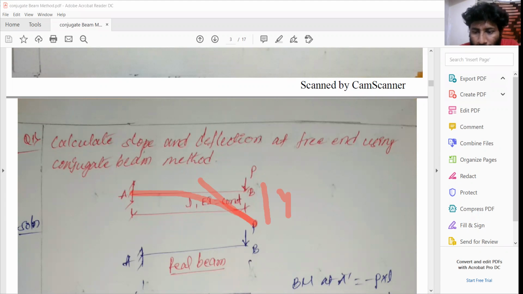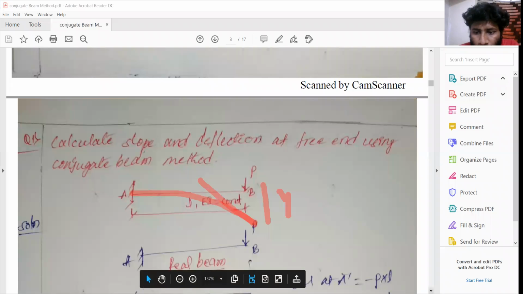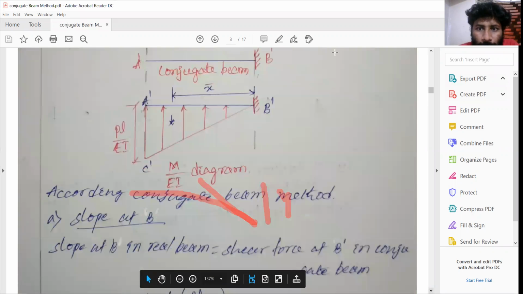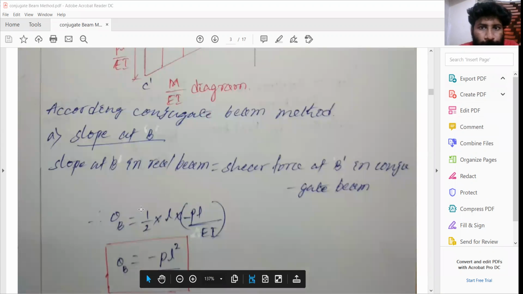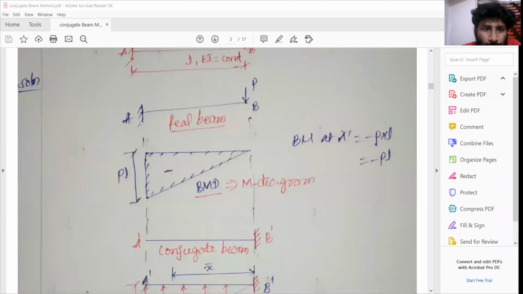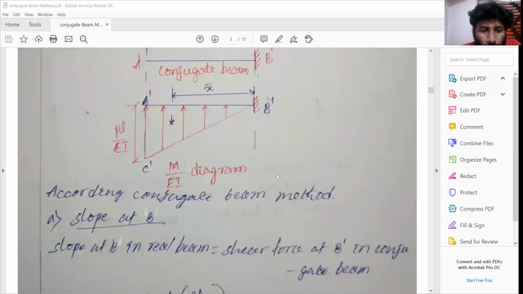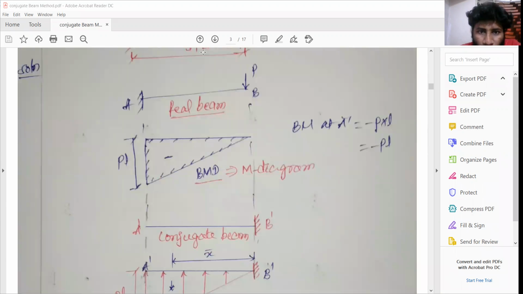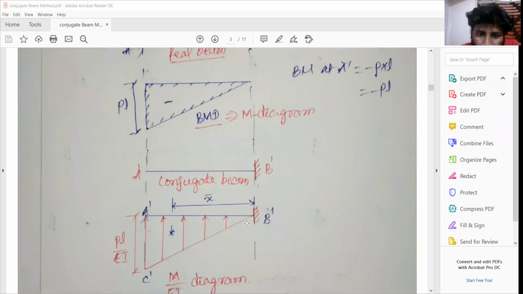So we know that conjugate theorem 1 says that the slope at B in the real beam is equal to the shear force at B in the conjugate beam. So I said that in statement 1, suppose I wanted to find the slope at B, I have to take the shear force at the corresponding section in the conjugate beam. So I have to take the shear force at this section.